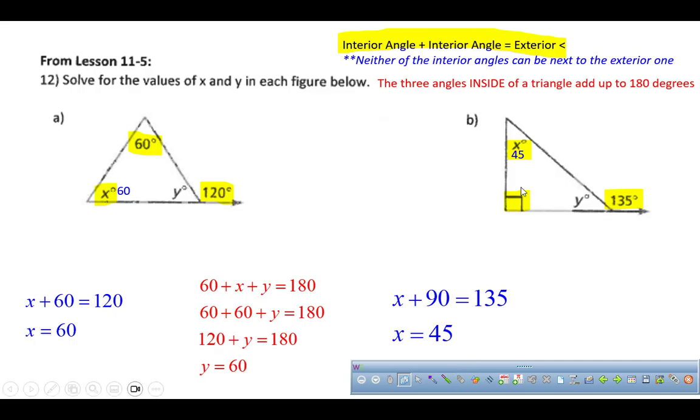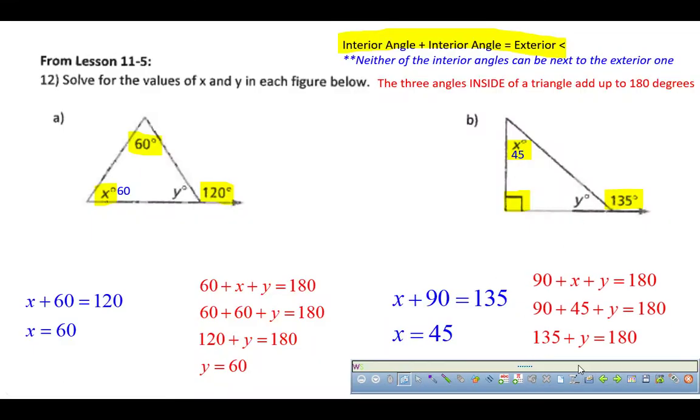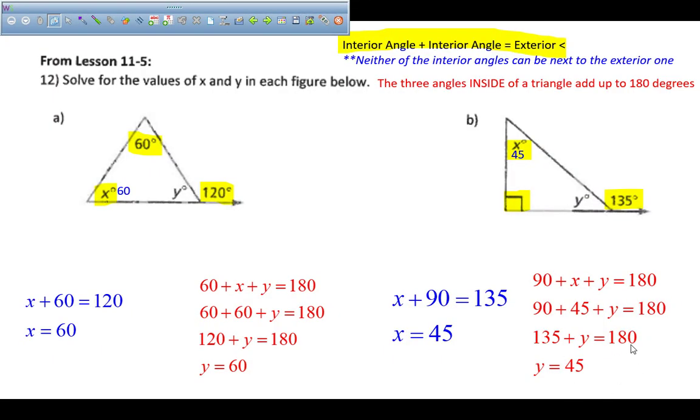And now I have two of the three. I have 45 and 90, so I can figure out the third because those three angles need to add up to 180. So x is 45 and y is 45. Anybody have questions on those two? Inside plus inside equals outside. Inside plus inside equals 180.